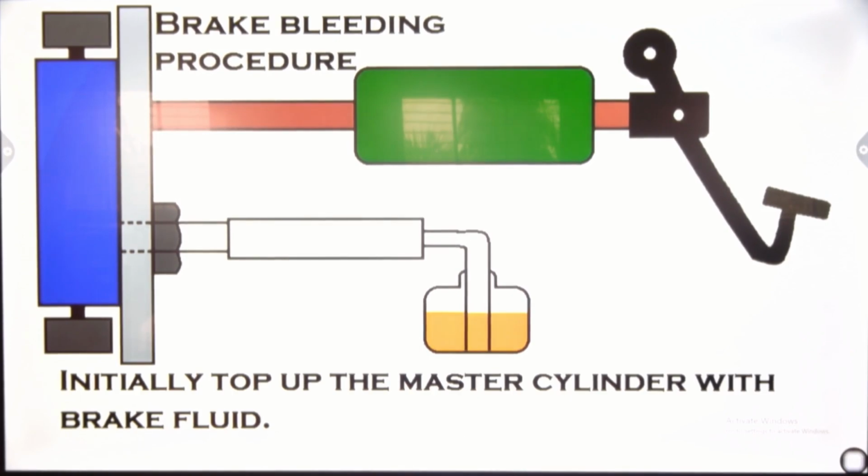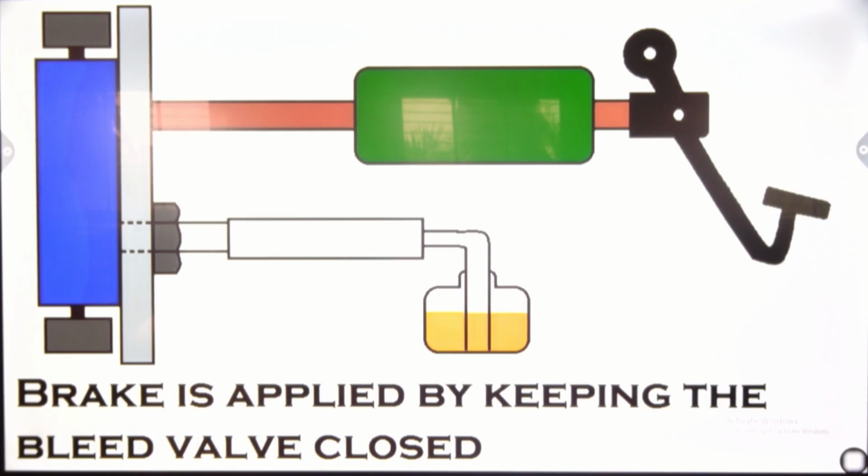When the brake bleeding procedure takes place, initially the top of the master cylinder with brake fluid will first of all remain closed. When the brake is pressed at that time, the bleeding valve should remain closed. Okay, the brake is applied by keeping the bleed valve closed, so the fluid gets transmitted from the green master cylinder through the transmitting pipe to the wheel cylinder.